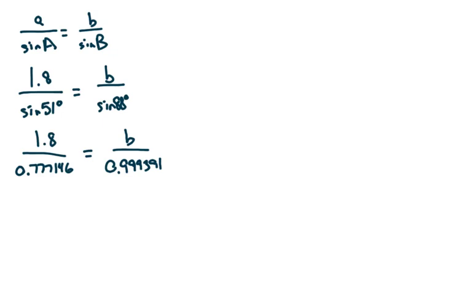Easiest way to go about this to get B by itself now is to take both sides and multiply by 0.999391, which cancels off this. And then we can simply work out the left side. Question's asking for the nearest tenth of a kilometer, so that'd be 1 decimal place, which would be 2.3 kilometers.